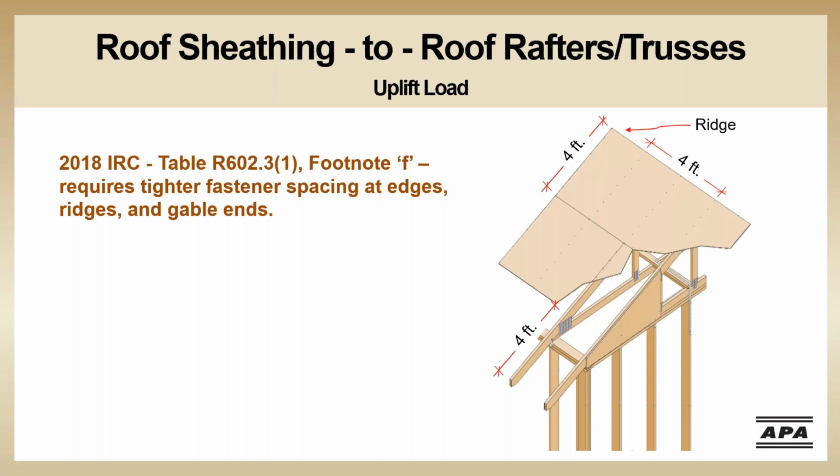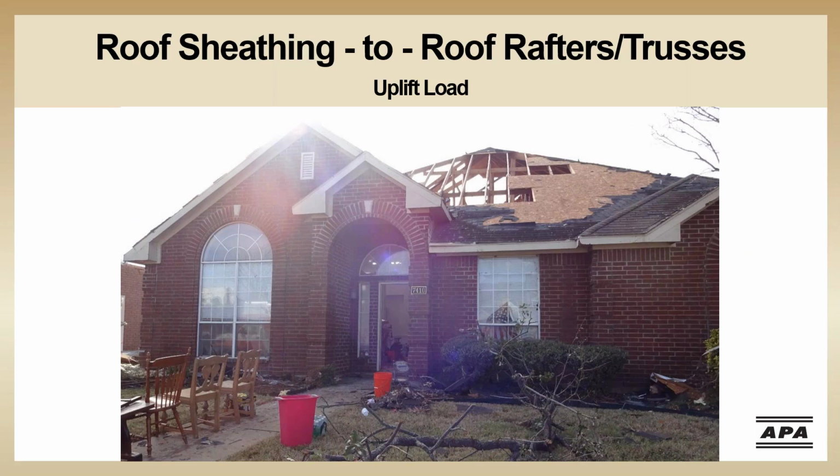Different fastener patterns are required for panels that are thicker than 1 inch and for supports spaced at 48 inches or greater. So always check the code to determine the spacing required for your particular situation. At this home, the roof sheathing was removed from the trusses due to an uplift force. The loss of roof sheathing during a high wind event puts the house and its occupants at even greater risk. It can allow water, wind, and projectiles to enter the house and cause even more damage.